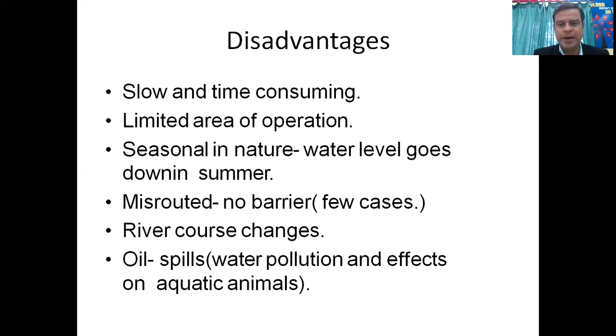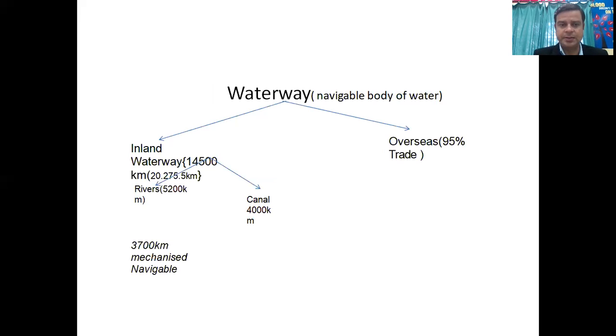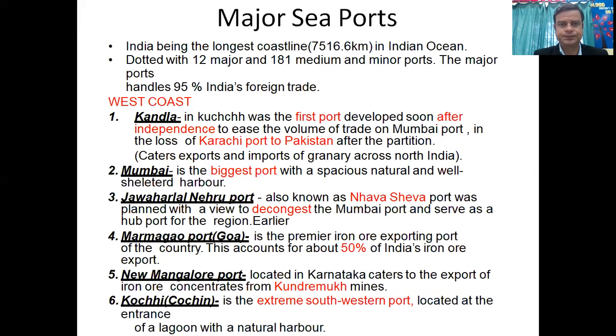Misrouted because of no barrier, no tracks, in a few cases, not in all cases. Sometimes river courses change and we are not able to use the waterways. And the major issue is oil spill, like water pollution, and it totally affects aquatic animals. If we take the classification of waterways, we have inland waterways and overseas waterways.